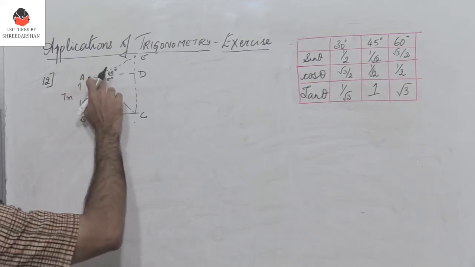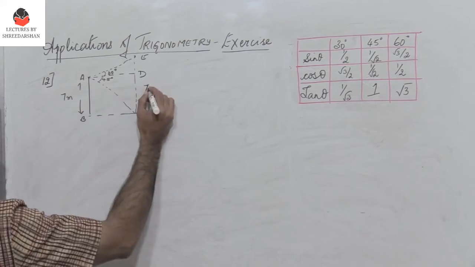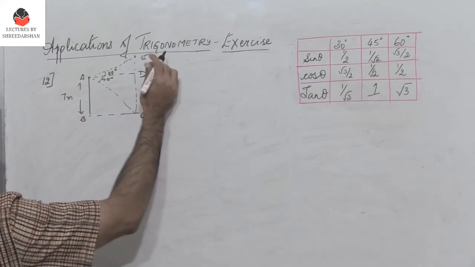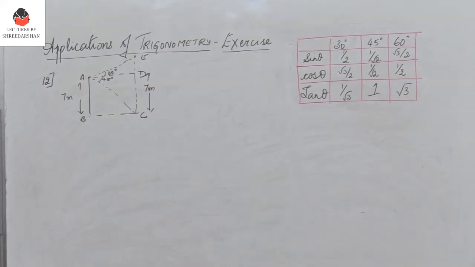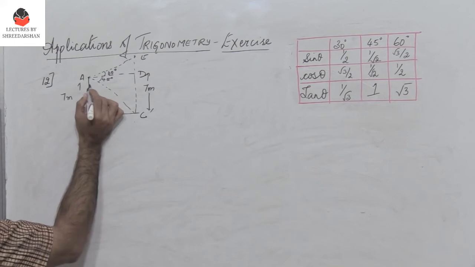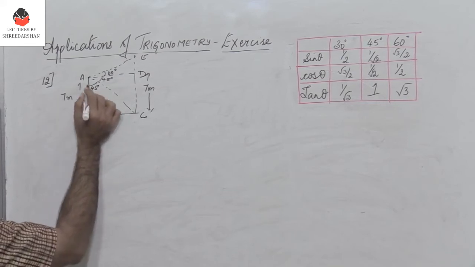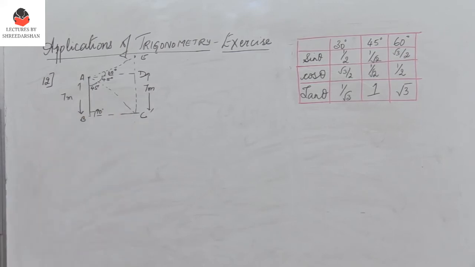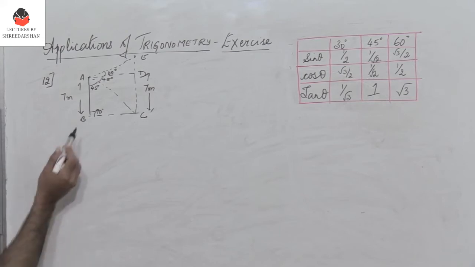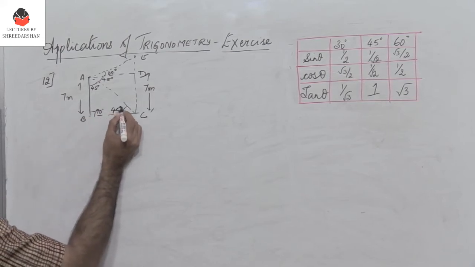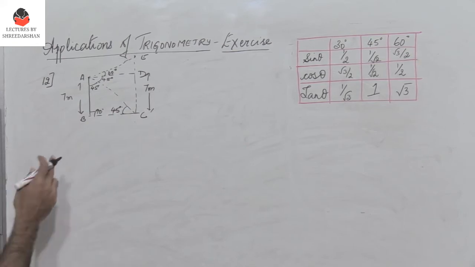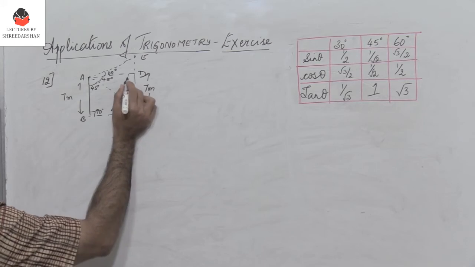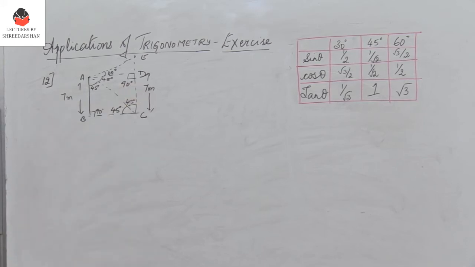So this is 7. Since I've drawn a line parallel to the ground, BC, this also is 7 meters. I need to find the height of the tower, which is EC, so I need to find DE. Now, this is 45, this also is 45, because this angle is 90 degrees, and we know that the sum of all the internal angles of a triangle is 180 degrees. So this is 90, this is 45, this also has to be 45 degrees. Very simple. So now let us apply tan 45 degrees.